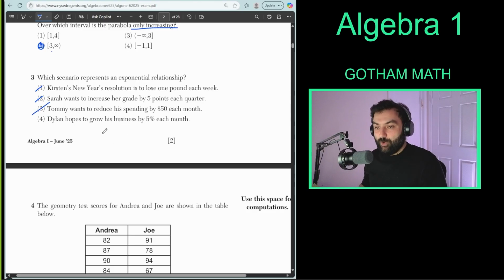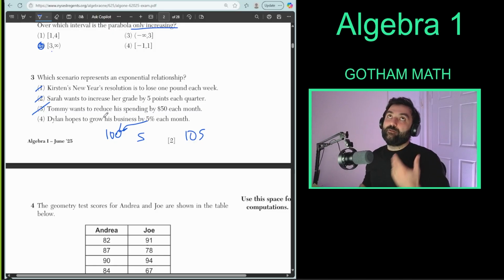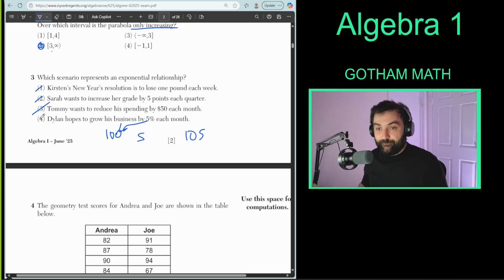And now Dylan hopes to grow his business by 5% each month. Why is it exponential? Because 5% now is not the same number as 5% later. Like if you have $100, right? And 5% of $100 is $5, right? But once you have $105, 5% of 105 is not 5, it's more. That's why they increase exponentially here. So the answer will be 4.